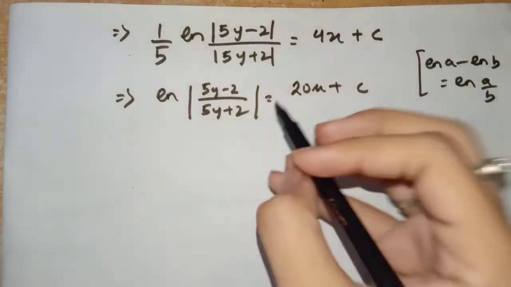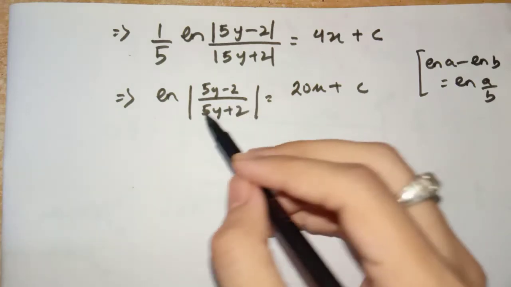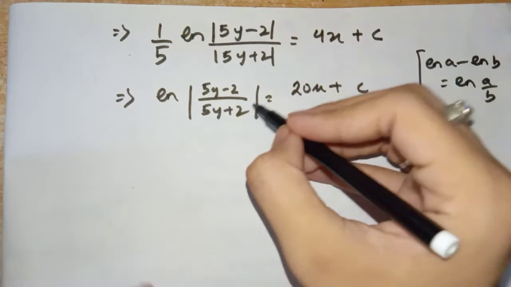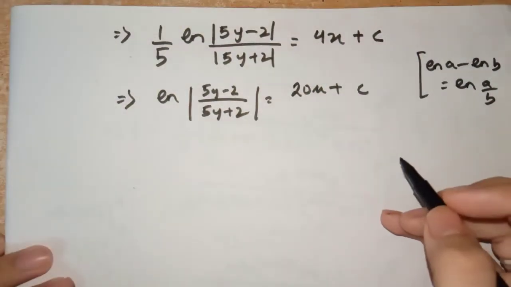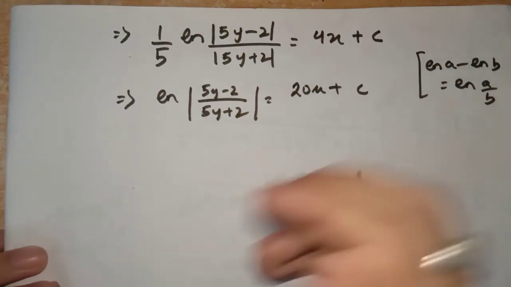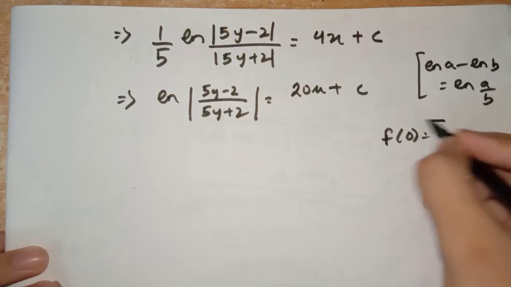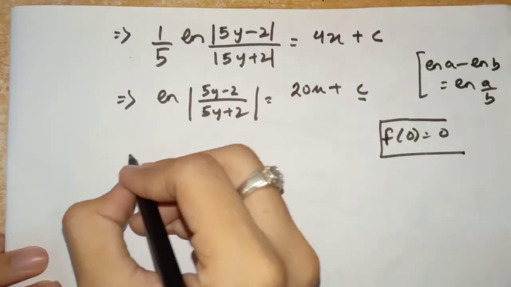Okay, now some may ask, why is this mod here? Because anything inside a log can't be less than 0 or 0. This term should always be greater than 0, so that's why I put mod here. Now we have to use the information given in the question. If you have read the question, they have said that f of 0 is equal to 0. So let's use this information to find our constant.